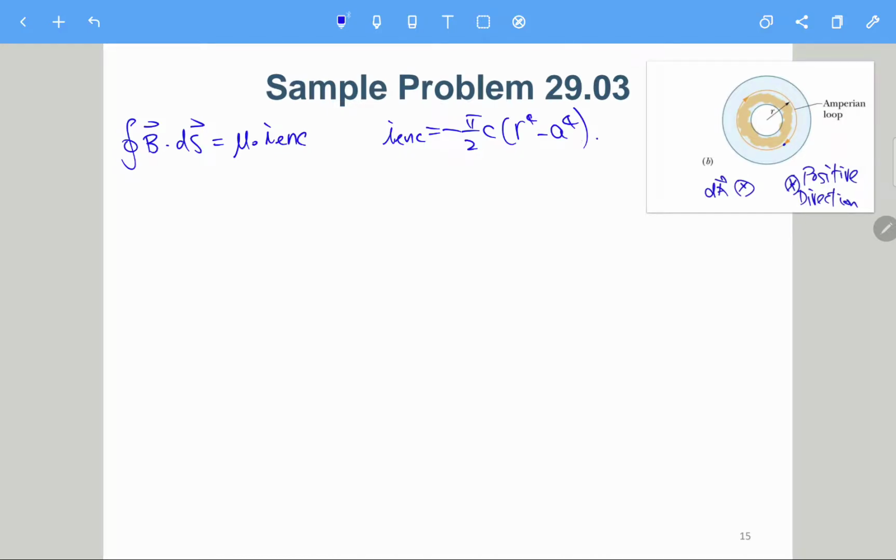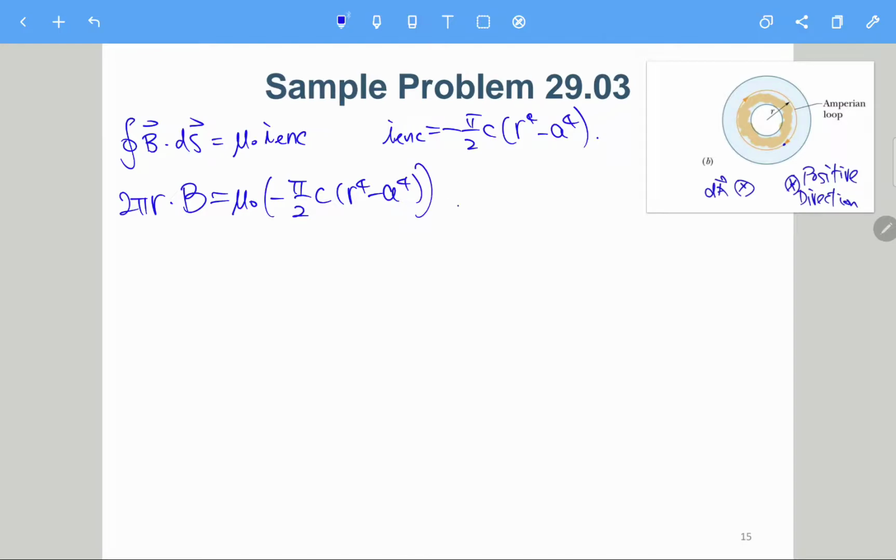So we have this one so far, and on the left side it will be nothing but 2 pi r times B, similar to the previous case, because it is still symmetric, and all the B field is parallel to the ds. So we have 2 pi rB on the left side, and then it should be mu0 times I enclosed, which will be minus pi over 2c, times r to the 4th power minus a to the 4th power.